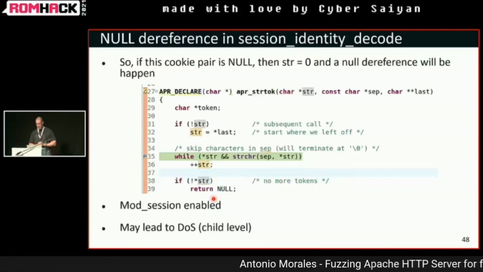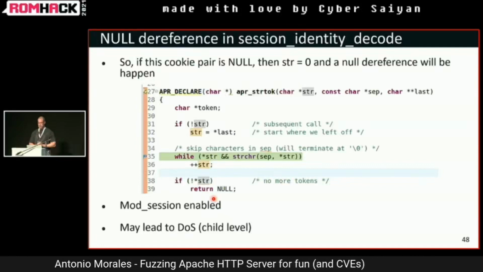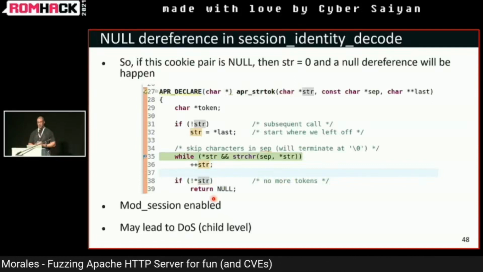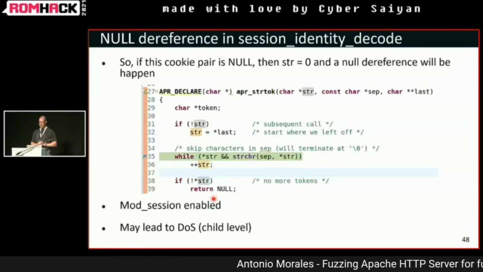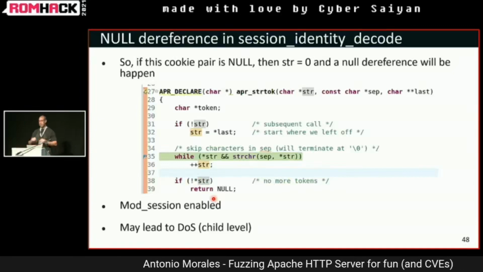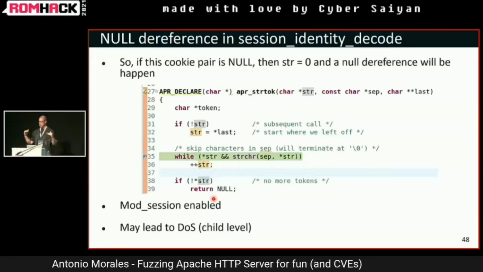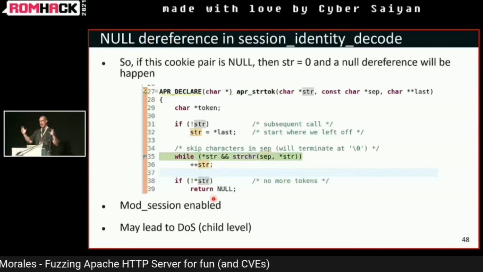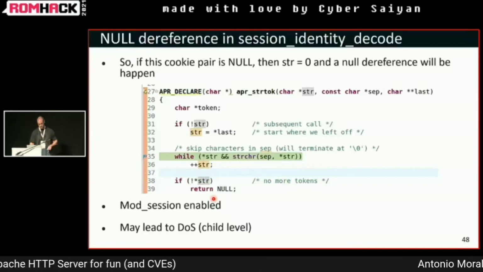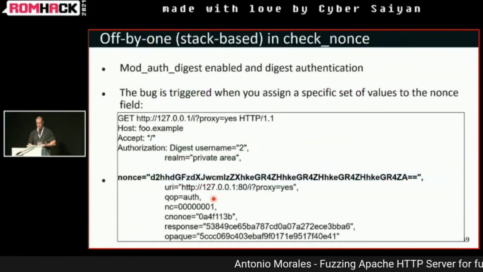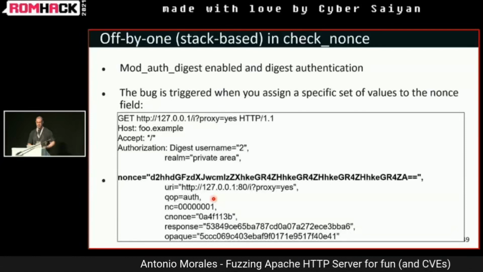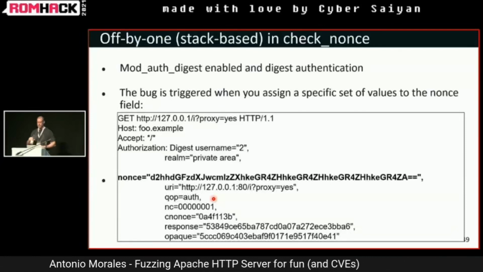And in order to exploit this bug, mod_session needs to be enabled. And this vulnerability can lead to denial of service at the child level, that is, affecting the other threads in the same process, or affecting the other clients that are connected to the server. Okay, now it's time for another vulnerability. In that case, it's a stack-based off-by-one in the check_nonce function.